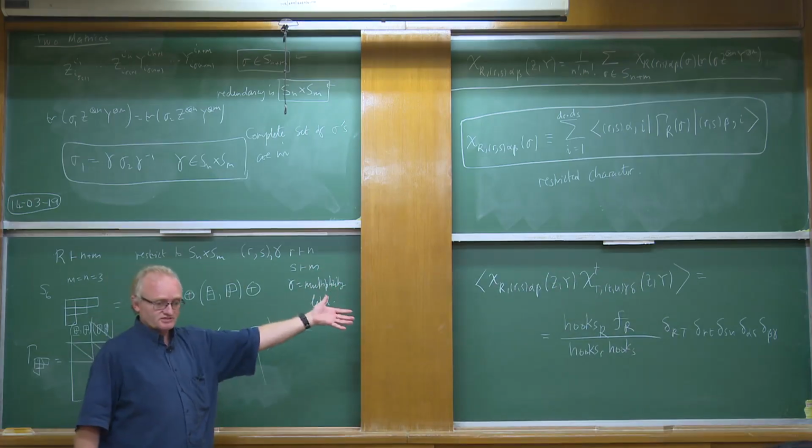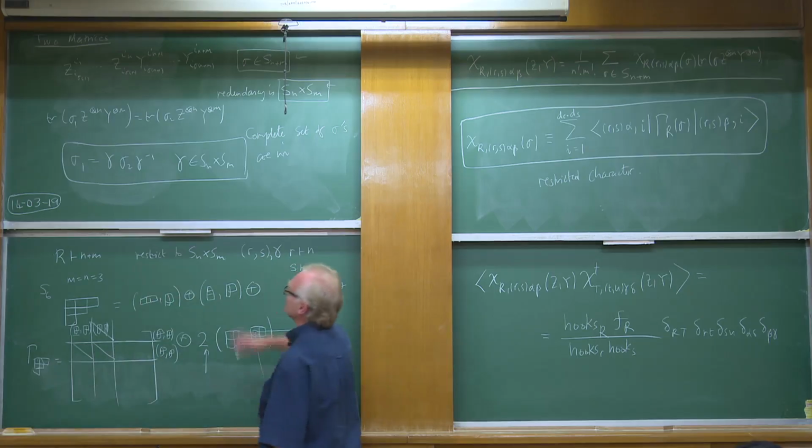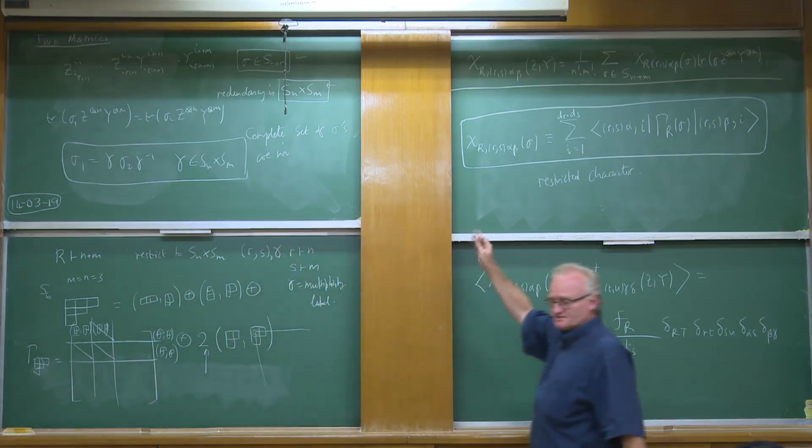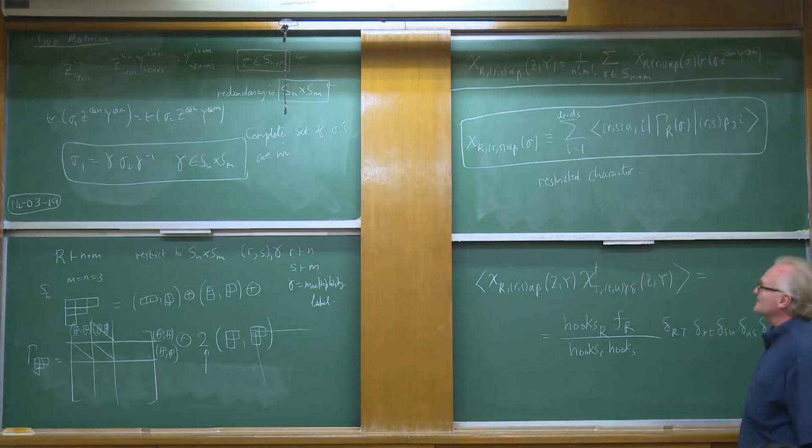There's also a concrete formula for how you write any trace in terms of a restricted Schur, but it uses restricted characters, which are not very easy to calculate. Yeah, and it gives you the finite n counting. The dimension formula, the hooks appear in the denominator. Yes?